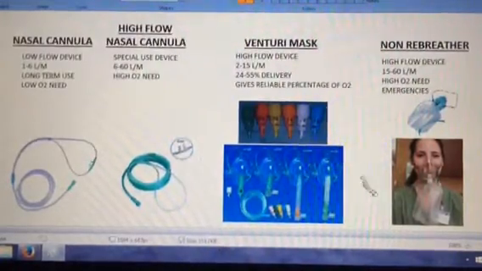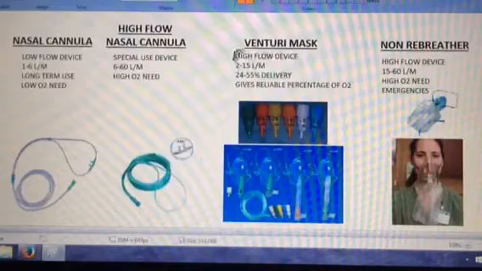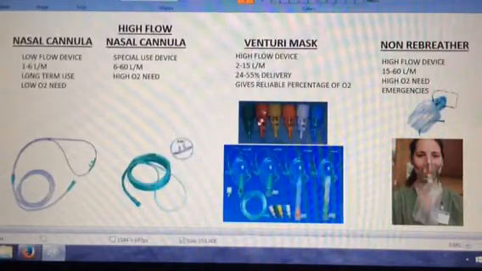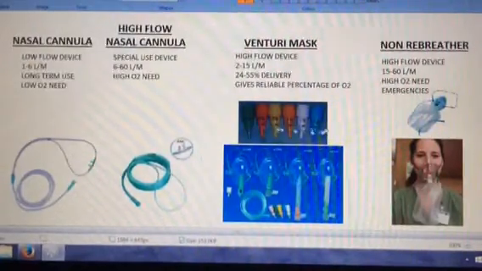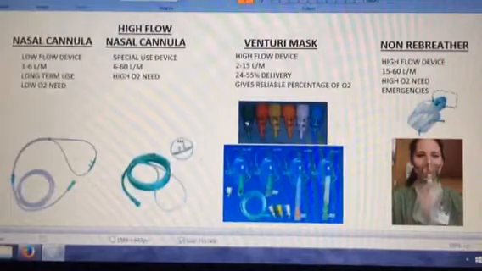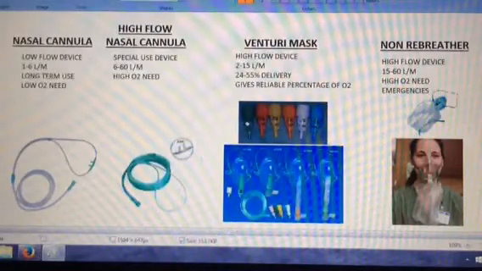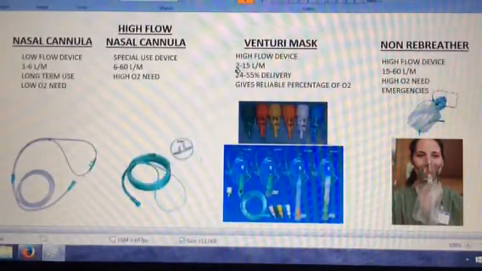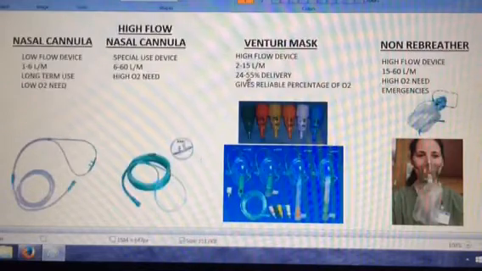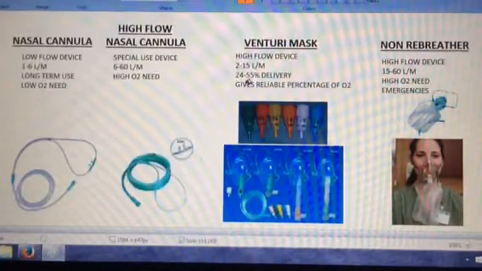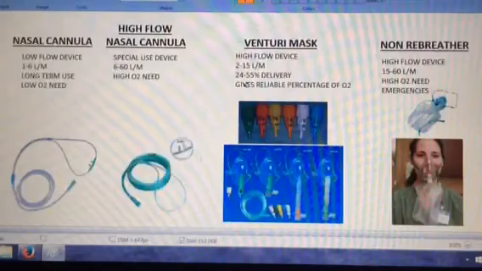The next device is a Venturi Mask. This is a high flow device also. The adapters are color-coded, and they also will tell you what percentage of oxygen you'll give your patient and what flow to set it on. Usually from 2 liters a minute to 15 liters per minute. The device delivery is 24 to 55%, depending on the brand of the Venti mask.